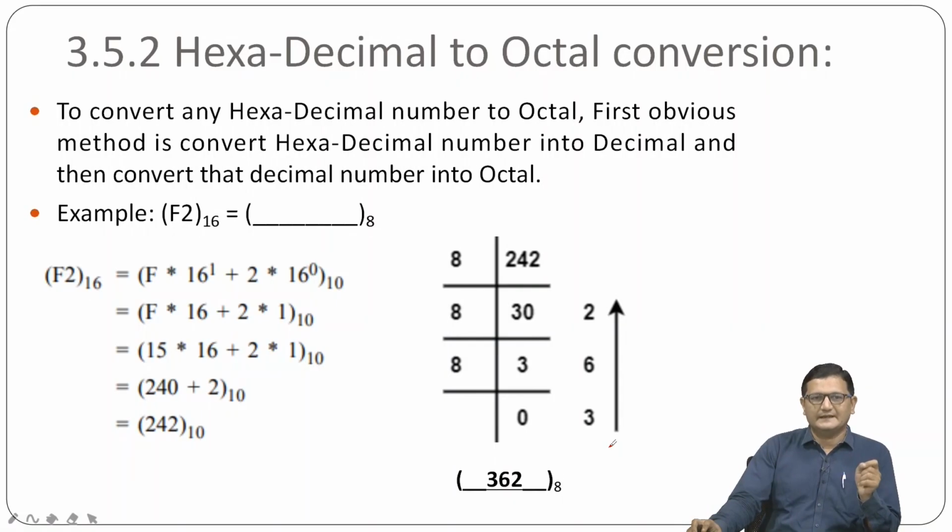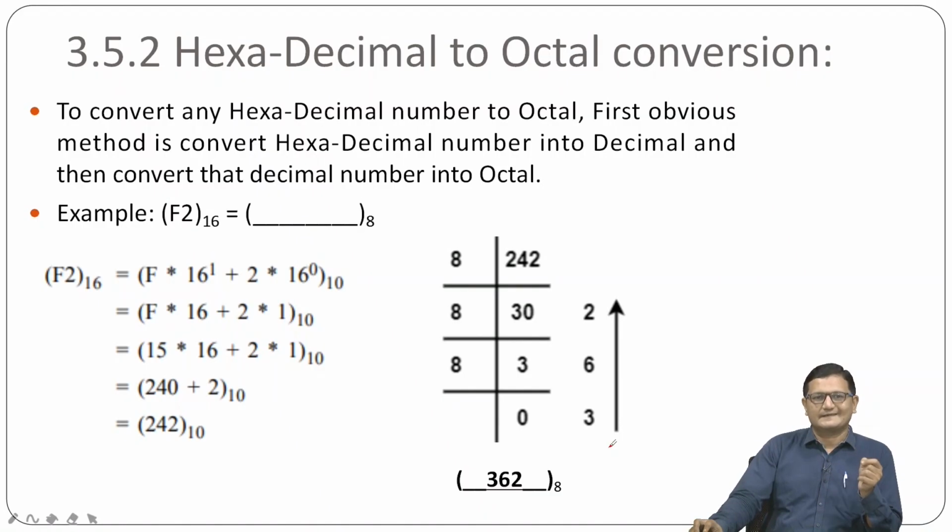Similarly, F is the second digit, so it has to be multiplied with the power 1. Here we are using 16 because we are converting a hexadecimal number into decimal, and the base of the hexadecimal system is 16. So you need to multiply 2 with 16 to the power 0 and F with 16 to the power 1. We know that 16 to the power 0 is 1, so 2 into 1 and F into 16, because 16 to the power 1 is 16.